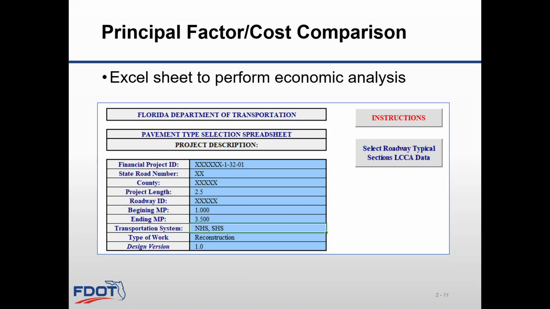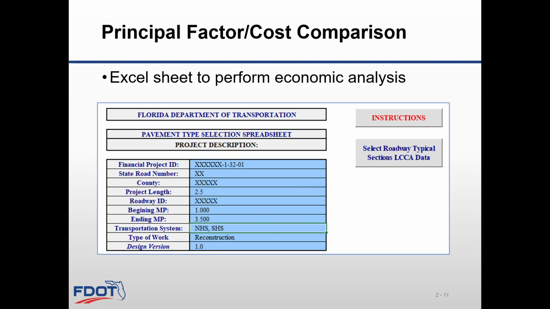Last principal factor is cost comparison, where there are no overriding factors and several alternate pavement types would serve satisfactorily. Cost comparison can be used to assist in determining pavement type. FDOT Pavement Management section has developed an Excel form using the principles for life cycle cost analysis covered on the FHWA site already mentioned in Module 1. This Excel sheet will be used to perform the economic analysis and also prepare that cost comparison.